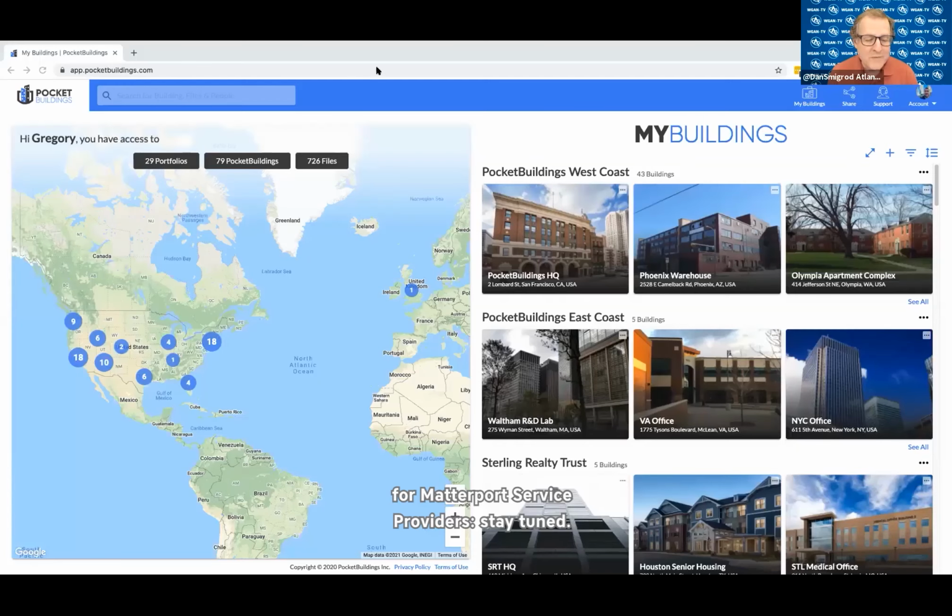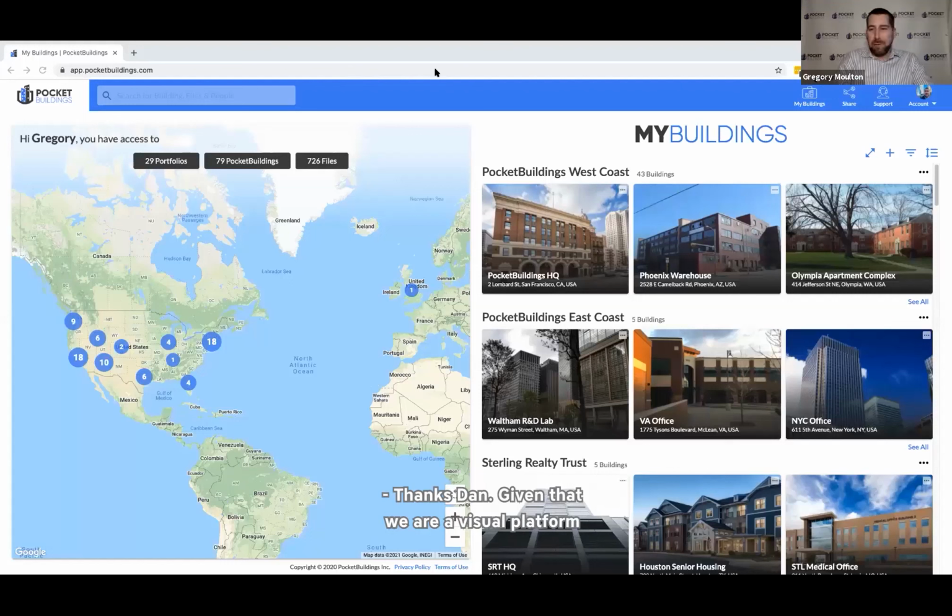And while Greg is getting set up for Matterport service providers, stay tuned. We're gonna show how to make money with Pocket Buildings. But before we get there, I think it's really helpful to understand what Pocket Buildings is, and that's what Greg's going to demo for us.